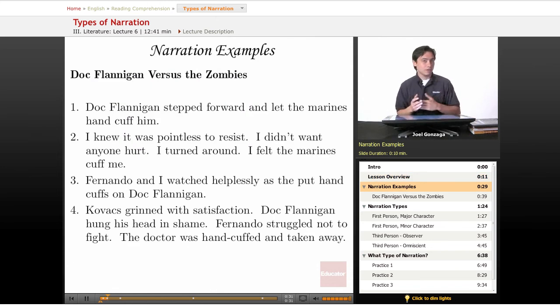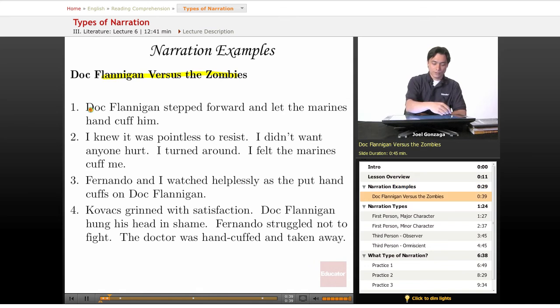So, here are our different examples from different perspectives of Doc Flanagan versus the zombies. 1. Doc Flanagan stepped forward and let the Marines handcuff him. I knew it was pointless to resist. I didn't want anyone hurt. I turned around. I felt the Marines cuff me.